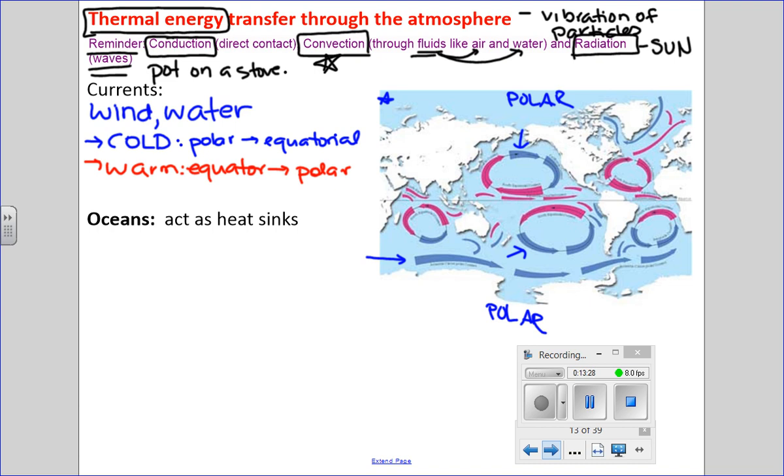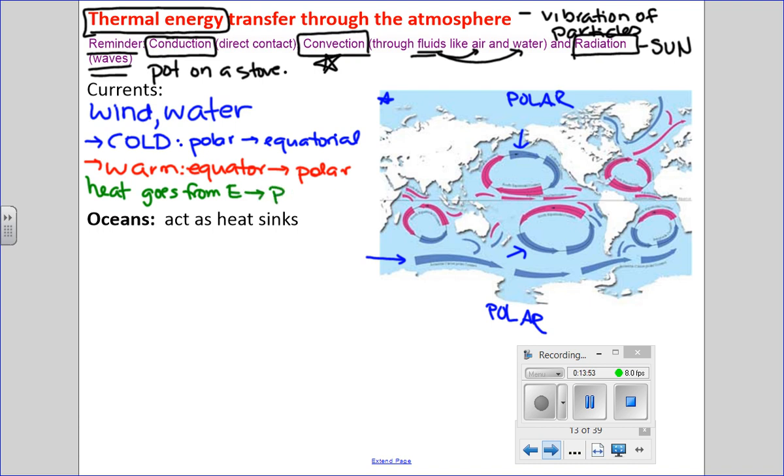What we're trying to get you to recognize is that the movement of water helps transfer heat. If I look at this picture, which is showing water currents, what it's showing me is that heat goes from equatorial to polar areas.